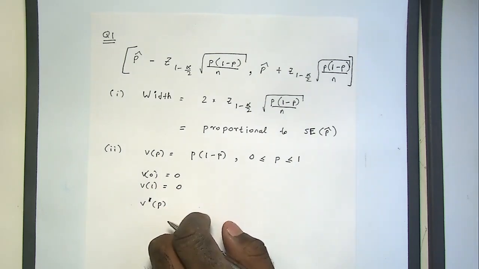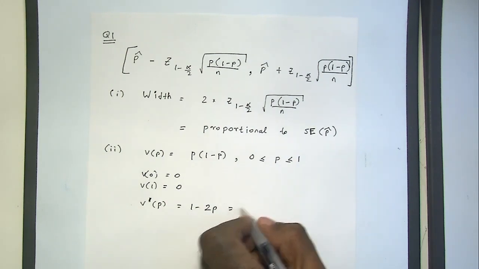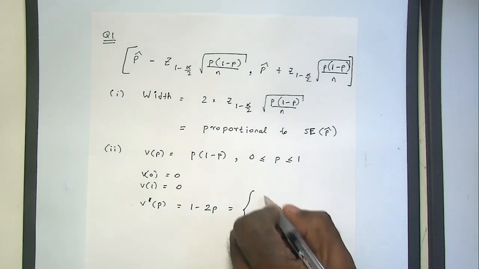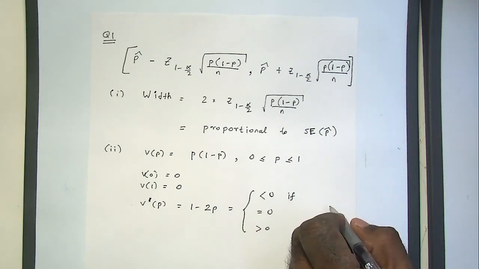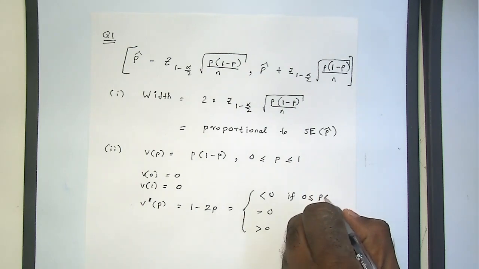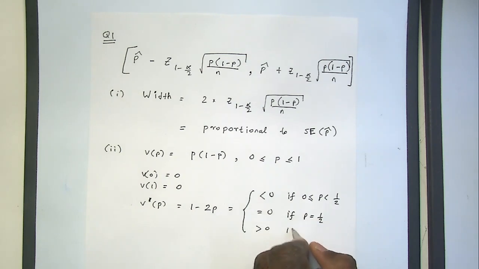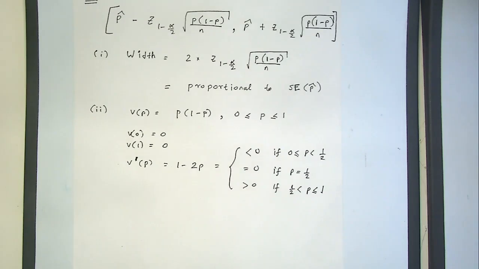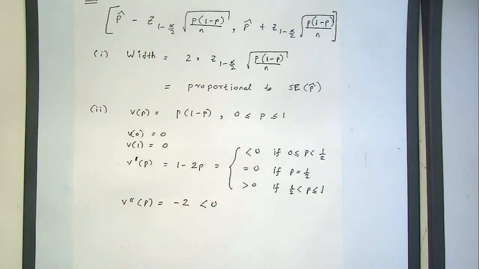The first derivative, what's the first derivative of this? It's gonna be 1 minus 2p, yeah, which can take 3 different values. It can be negative, it can be equal to 0, it can be positive. It can be negative if p is between 0 and half, and is 0 if p equal to half, and is positive if p is greater than half. Alright, and we also know that the v double prime is minus 2, which is a negative number.